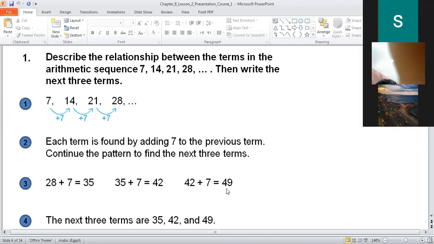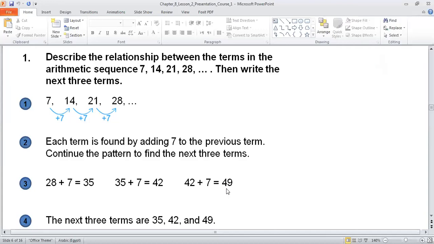So every time I will add 7. So the next 3 terms are 35, 42, and 49. Every time I will add 7 in this example.